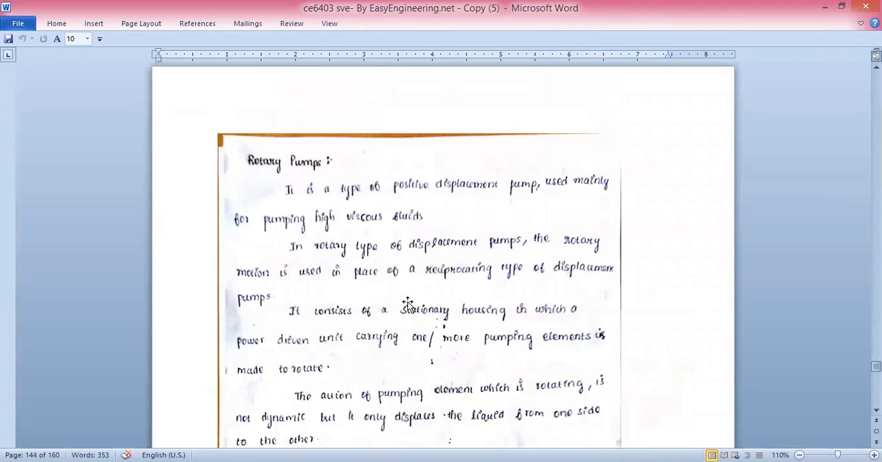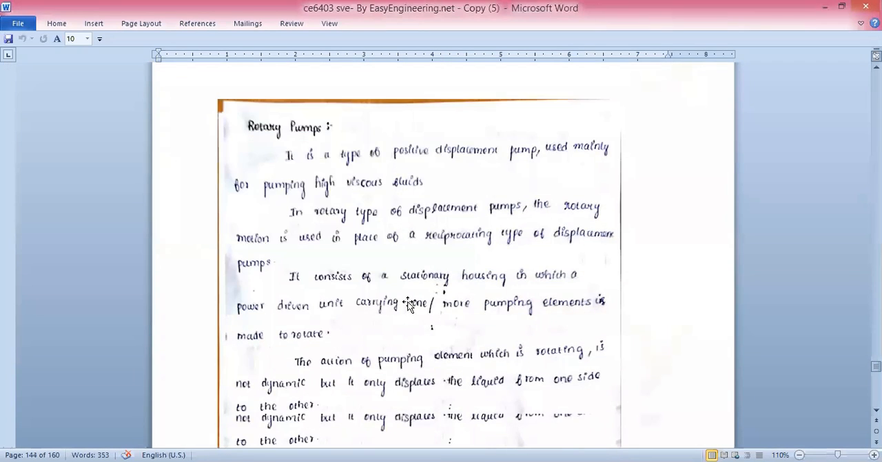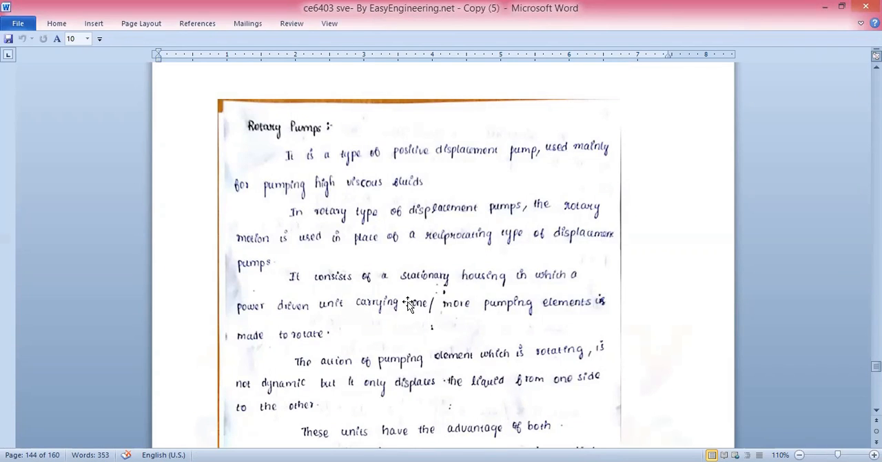So next one is the rotary pumps. In the rotary pumps, let's see that in the part of rotary pump we have, it is a type of positive displacement pump used mainly for pumping highly viscous fluid.